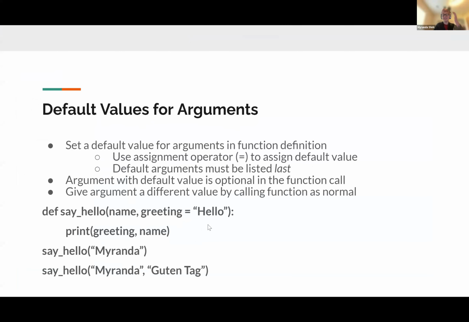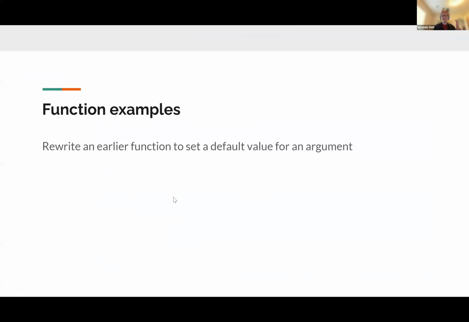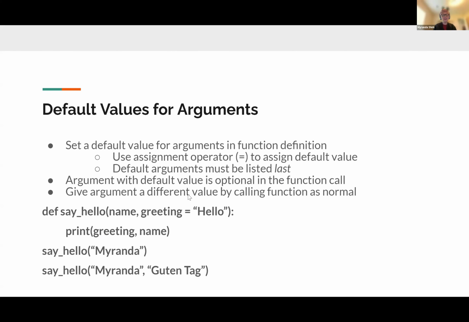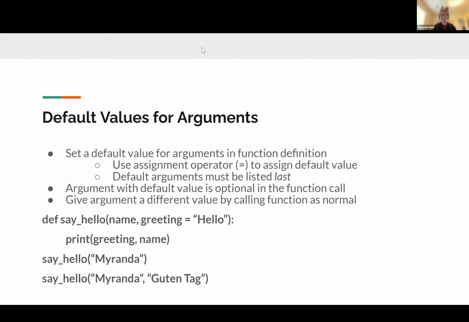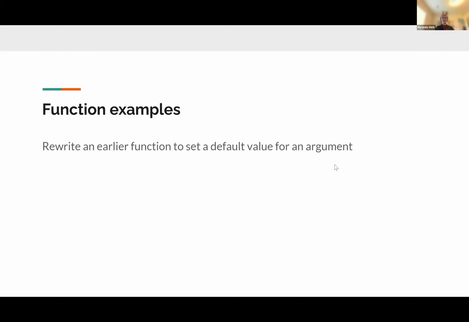Okay. So just another example right here. Say hello, name. We have a greeting with a default value. We can just put in Miranda here, or we can put in Miranda and then our own personal greeting that we want. Okay, so some function examples. Rewrite an earlier function to set a default value for an argument. We kind of already did that with our greeting one.